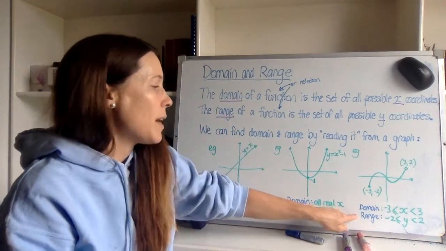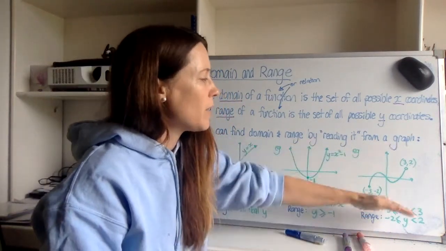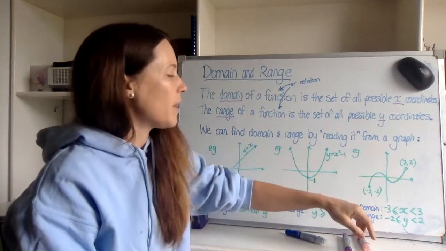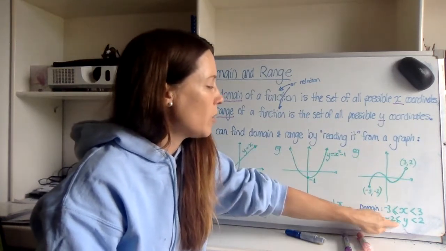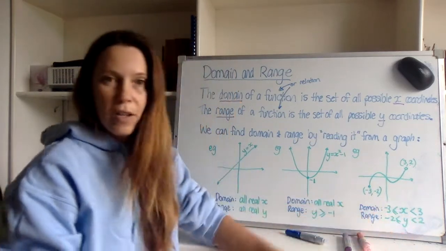And similarly, the range, if we're looking at what y values are possible, we can only have y values that are in between -2 and 2, with the bottom one being included in our range and the top one not included.